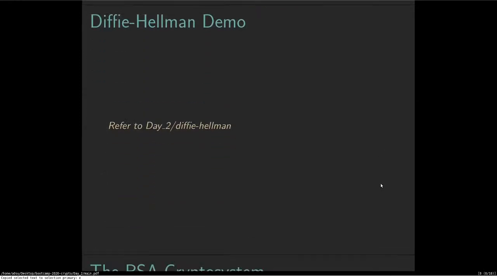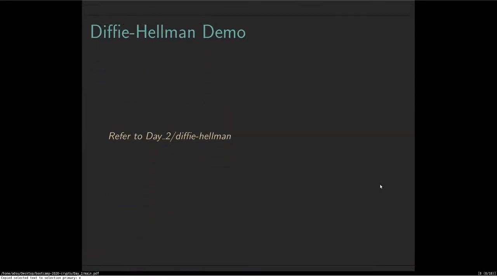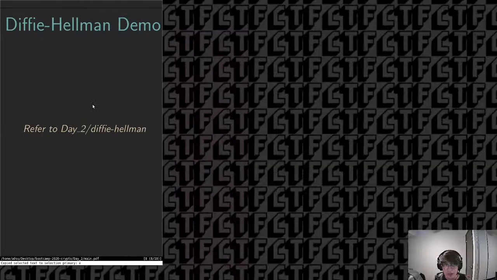So now we'll transition over to just a small demo of Diffie-Hellman. If you want to, go into the CryptoHack Docker with localhost on port 8888, and then to the Diffie-Hellman directory.